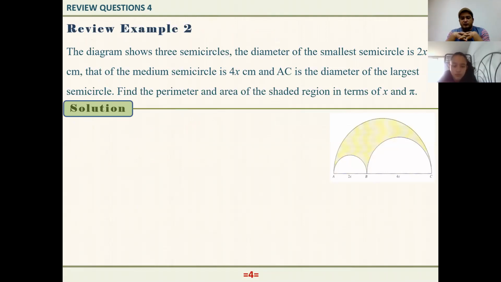Let's see if you can do this question. Read the question. The diagram shows three semicircles.